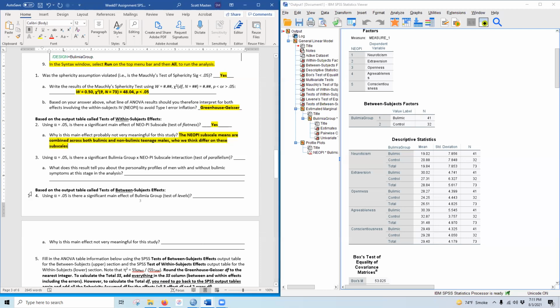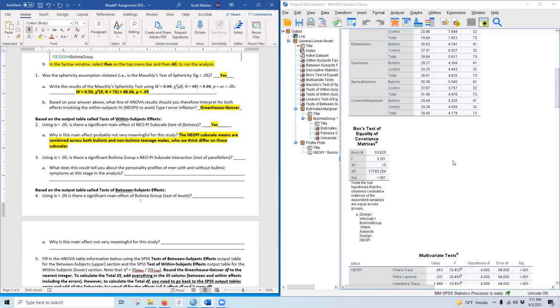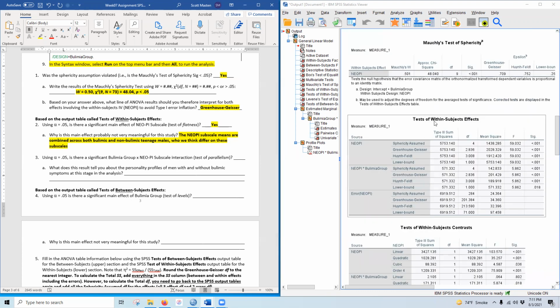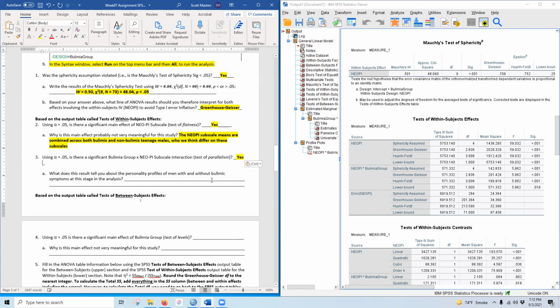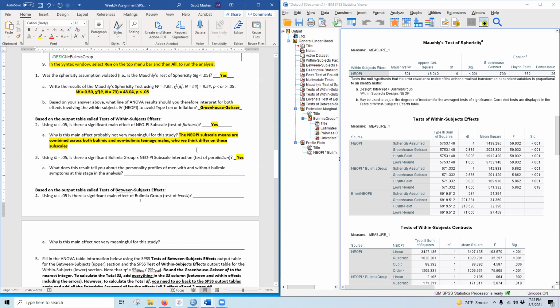And of course, it had to go to another line because this thing hates me. All right. So using alpha of 0.05, is there a significant bulimia group by NEO-PI subscale interaction? That's the test of parallelism. So we're back down to tests of within-subjects effects. NEO-PI by bulimia group, Greenhouse-Geisser, sig is definitely less than 0.05. Short answer is yes. There does indeed appear to be an interaction. Cool, because that makes this study fun to write up, right?